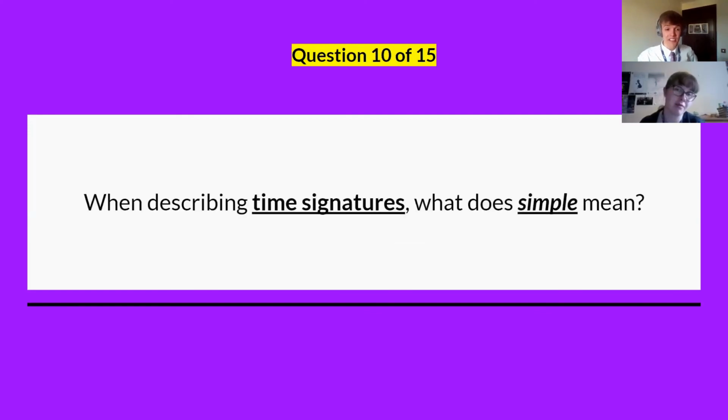Question number 10. When describing time signatures, what does simple mean? We've already spoken about this. So what does simple mean when we're talking about time signatures? Something to do with beats and beat divisions and that kind of thing.